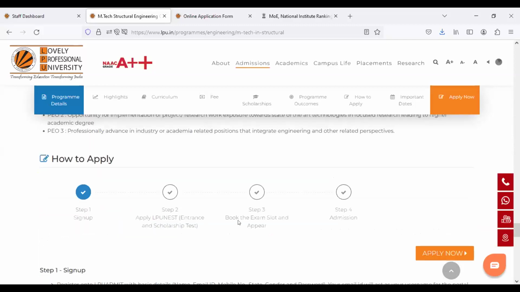Furthermore, if you check the seat booking criteria for the MTech program, we are not going to conduct any counseling. This is not a counseling-based program. You only have to register and qualify. Either you qualify through CUET, LPNEST, or GATE, and after qualifying you can directly go and book your seat for the MTech program.